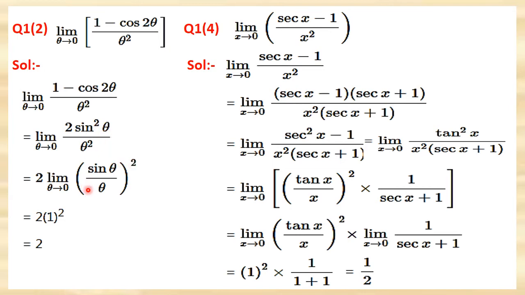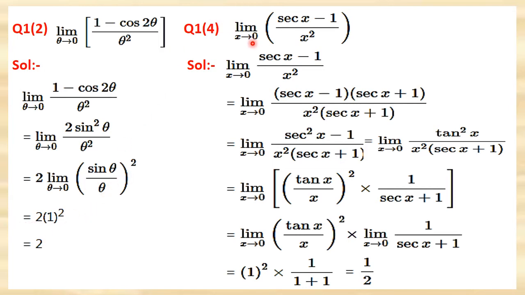So sin theta upon theta the whole square, and 2 into limit theta tends to 0, sin theta upon theta the whole square. We can apply the limit inside this bracket, so 2 into limit sin theta upon theta the whole square, that is 1 square. 2 into 1 square is 2.